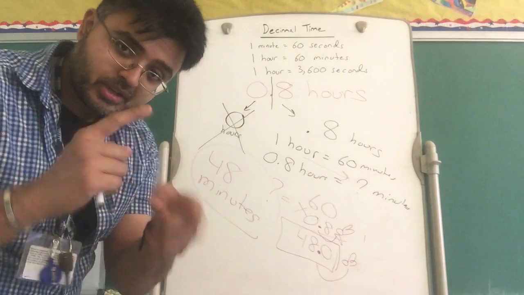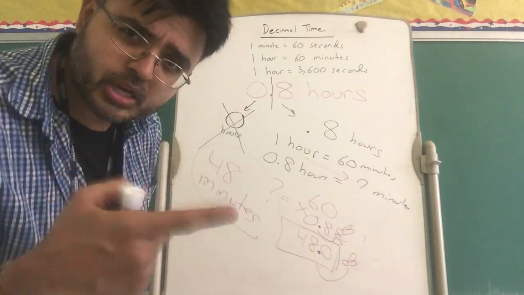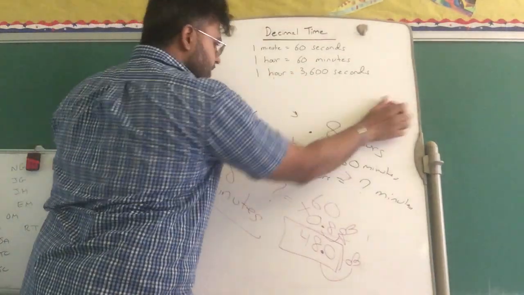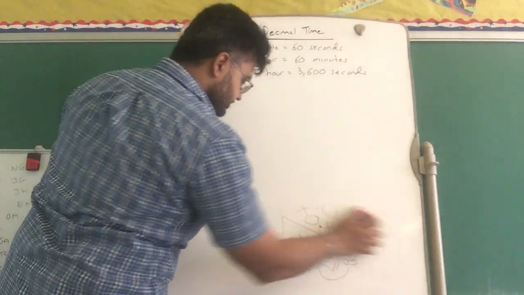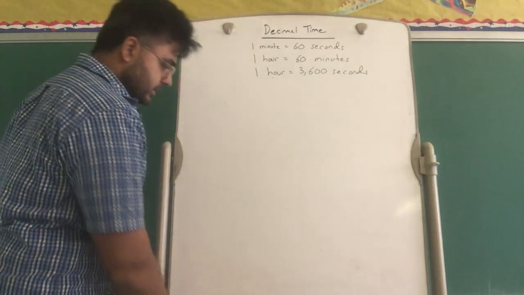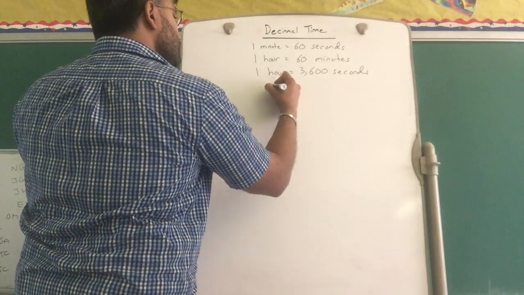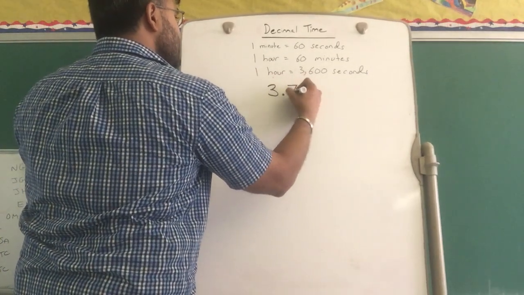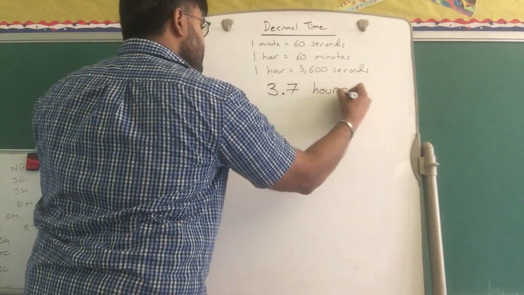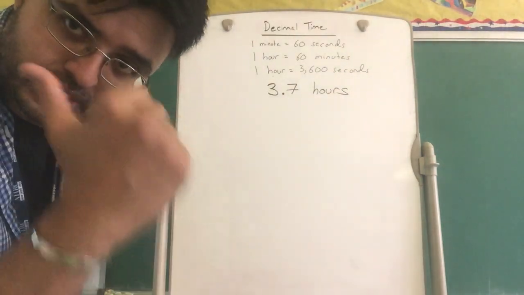And this is how you turn decimal time into hours and minutes. That's an easy one. Let's try a harder one. Let's try a bigger number. Same technique, we'll just use a little bit bigger number. Now, let's try 3.7 hours. Let us turn 3.7 hours into hours and minutes.